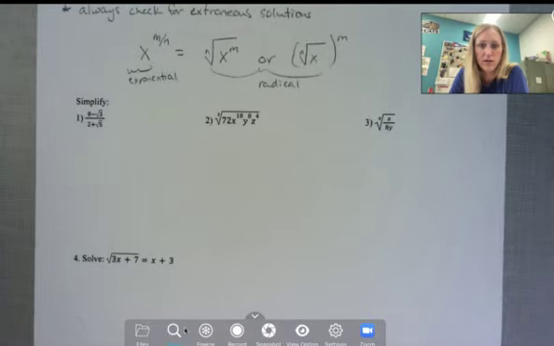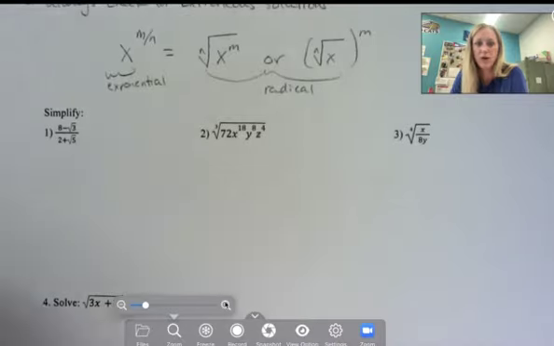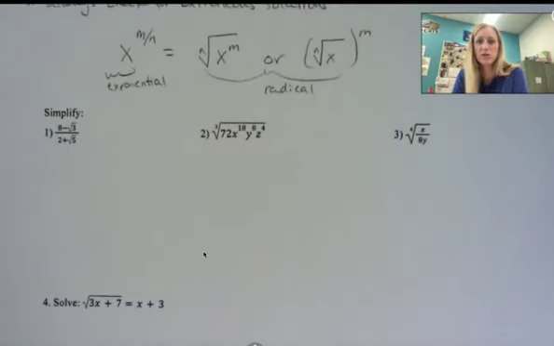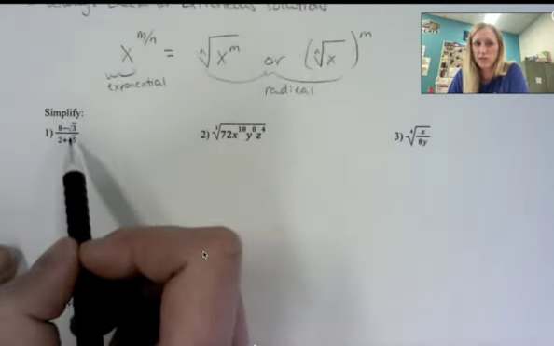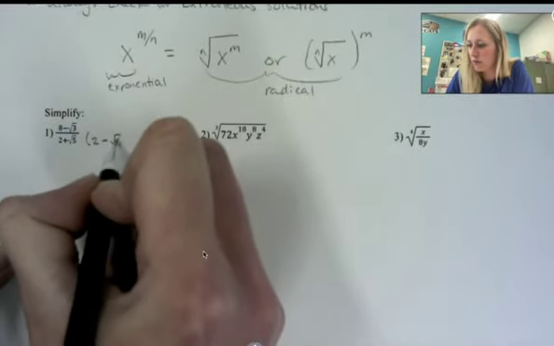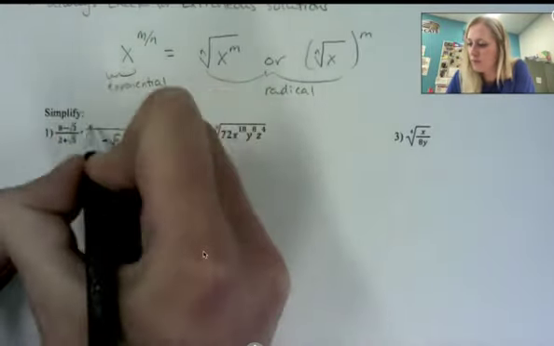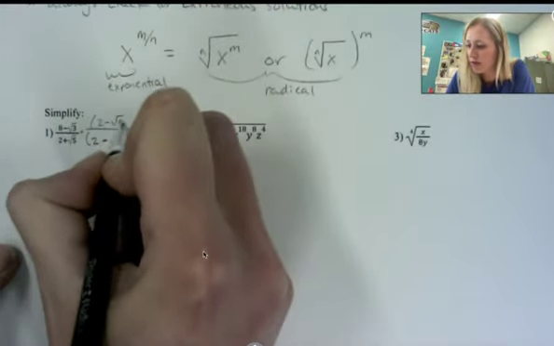So let me zoom in maybe just a hair more here, you guys. There we go. Okay, so I'm going to get rid of this radical in the denominator by multiplying by its conjugate. So it's 2 minus the square root of 5, and we're going to multiply the top and the bottom by that. So 2 minus square root of 5.